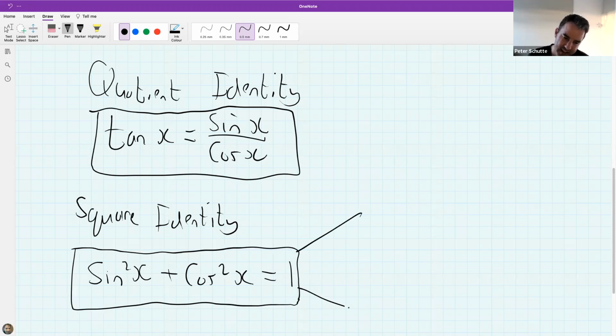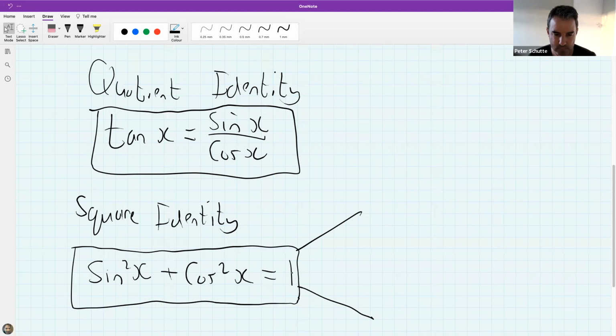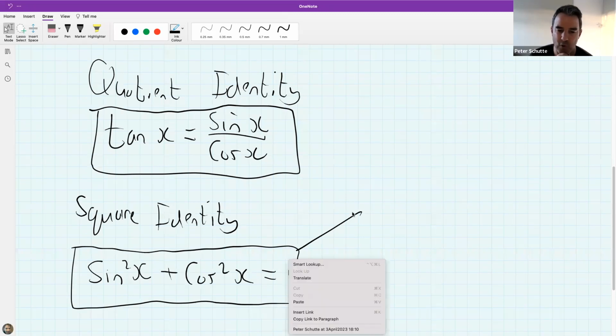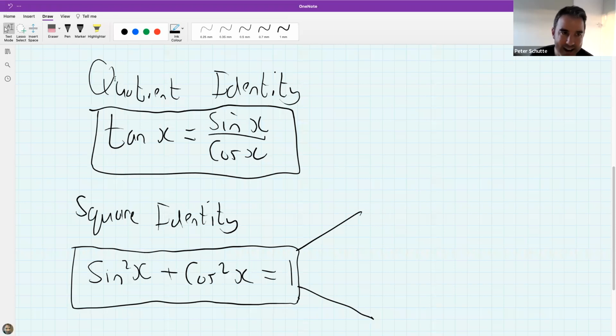Sometimes this identity is rewritten in 2 other ways. I'm wondering if any students know of the 2 other ways that this is rewritten. So Veda has suggested that I go 1 minus something, and Tebogo also has, well, let's go have a look there. Tebogo, what do you know about the other ways this can be written? Isn't it going to be 1 minus cos squared equals sine squared x?